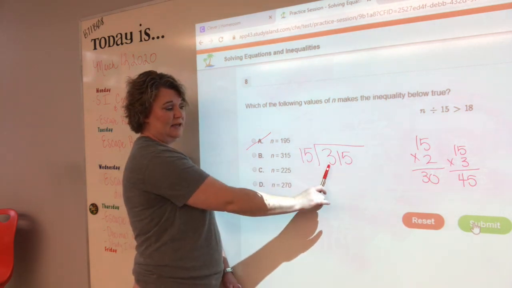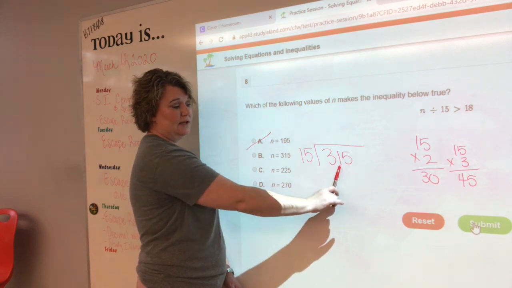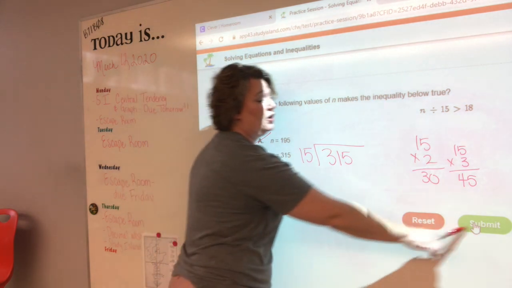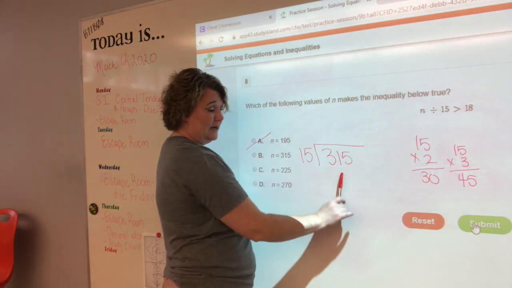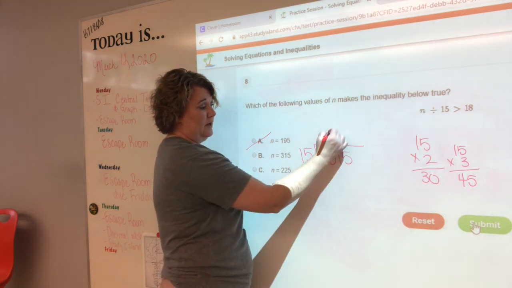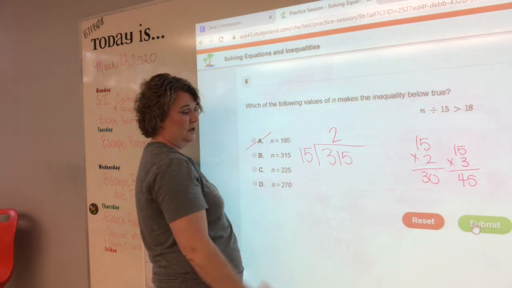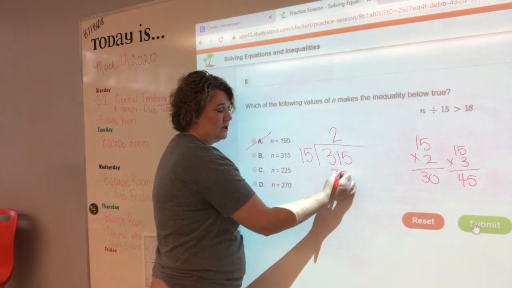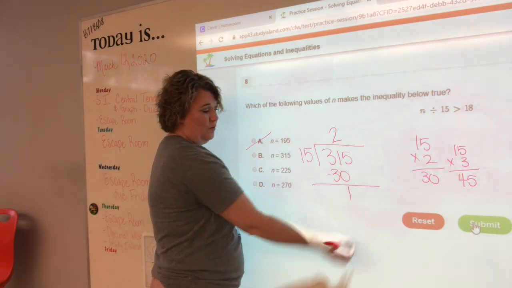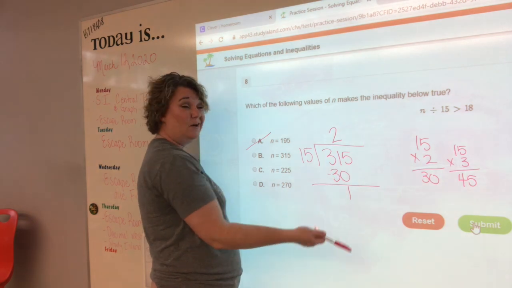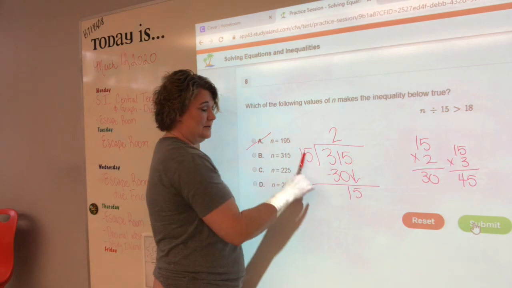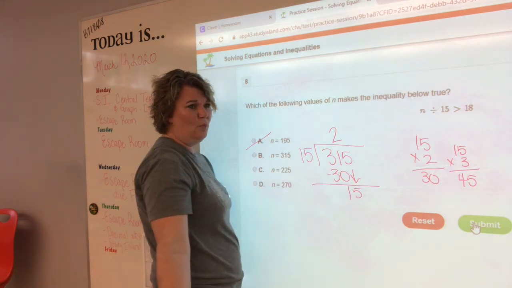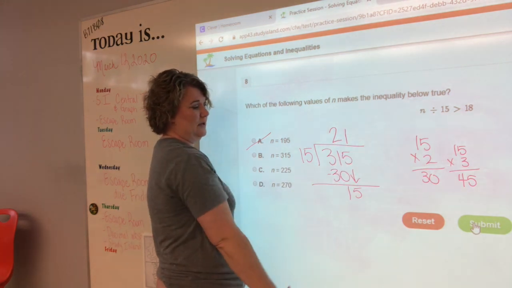Well, I know 15 can't divide into 3, but I know 15 can divide into 31. Let's look over here at my cheats and see how close I can get. Well, 15 times 2 is 30. I think that's as close as I'm going to get to 31, so I'm going to put a 2 right there. So 15 times 2 is 30, and when I subtract, I get a 1. And 3 minus 3 is 0. Don't really feel like I need to put that. Now I'm going to bring this 5 down. How many times can 15 divide into 15? 1 time evenly. So there's my answer.